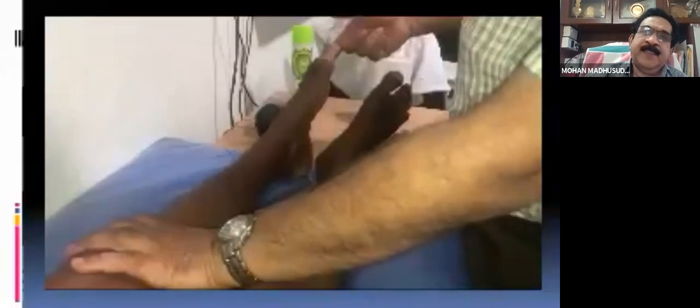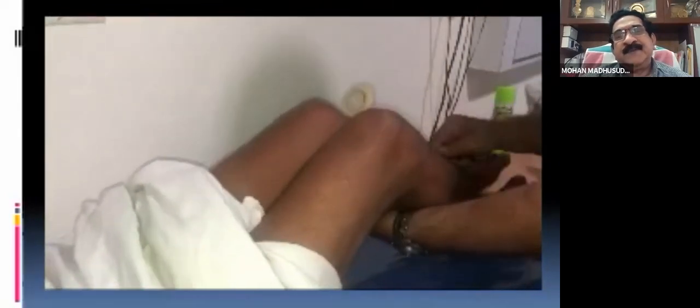Abduction was normal. Knee extension was normal. Hamstrings were also normal. Flexor hallucis longus was slightly weak on the left side. It was normal on the right side. That I could overcome. But the main weakness was in the EHL and the tibialis and those muscles. Reflexes normal.